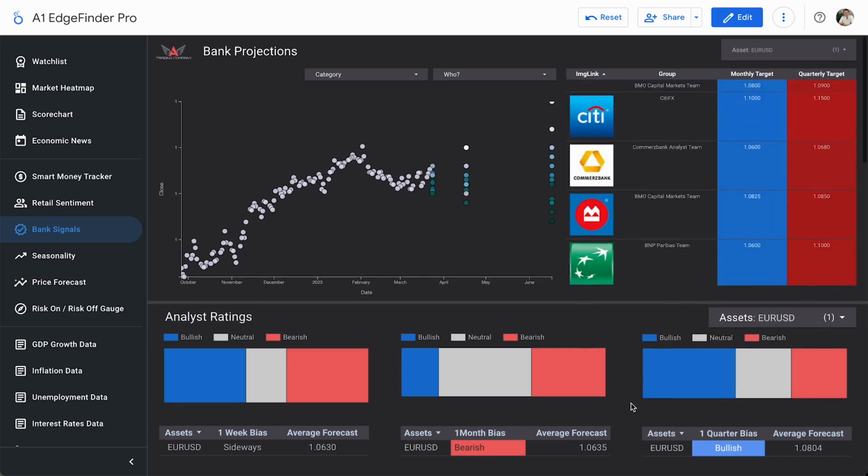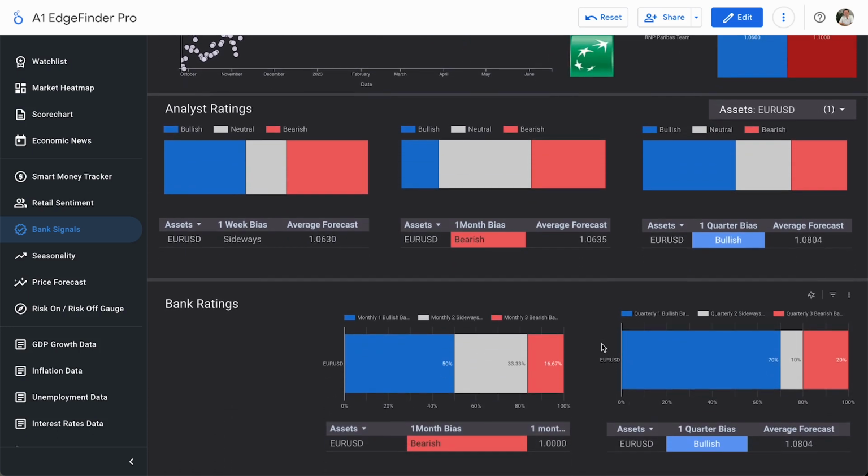So down here, we're looking at the same information, just displayed a little bit differently. So here, analyst ratings, they believe on a weekly bias, Euro USD is just kind of move sideways. It's not really going to go up, not really going to go down. Half of them are bullish, half of them are bearish, a couple of them are neutral. On a monthly bias, the analysts actually favored bearish, just a little bit favored bearish compared to the neutrals and the bullishness. But on a quarterly basis, the asset is favored bullishly from the analysts, and we can actually see their average forecast there as well, again on a weekly, a monthly, and a quarterly basis.